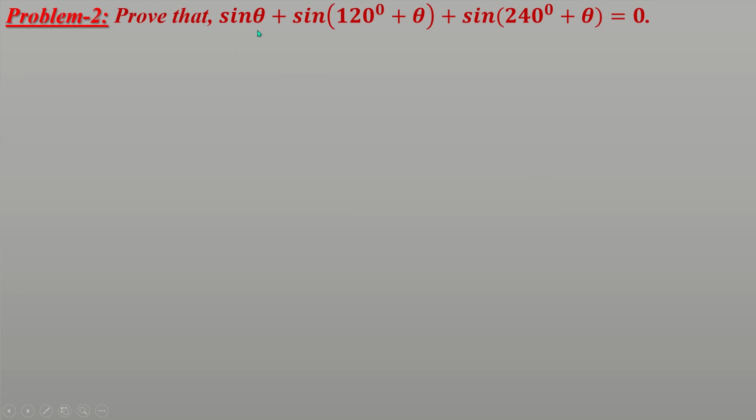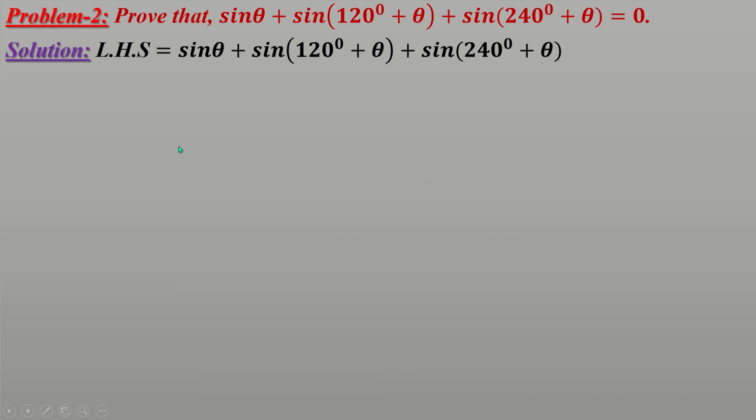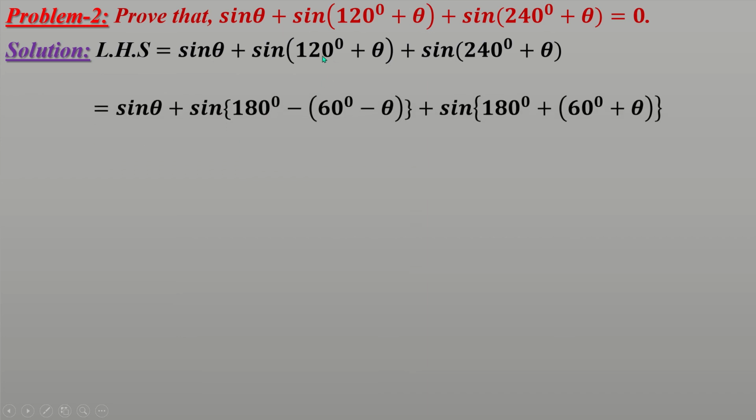Problem 2. Prove that sin theta plus sin(120 degree plus theta) plus sin(240 degree plus theta) equals 0. So the left hand side is given. We can write 120 degree plus theta as 180 degree minus (60 degree minus theta). 180 degree minus 60 degree means 120 degree, and minus minus becomes plus. And also here 180 degree plus 60 degree plus theta.